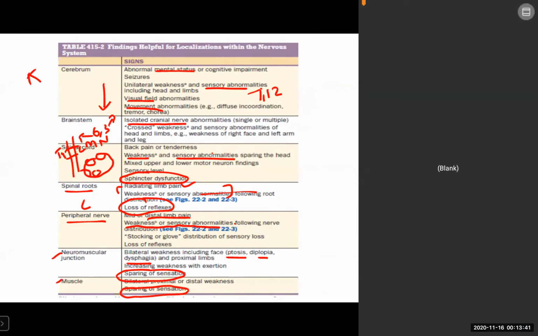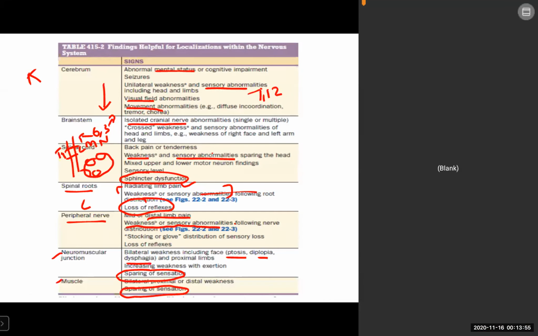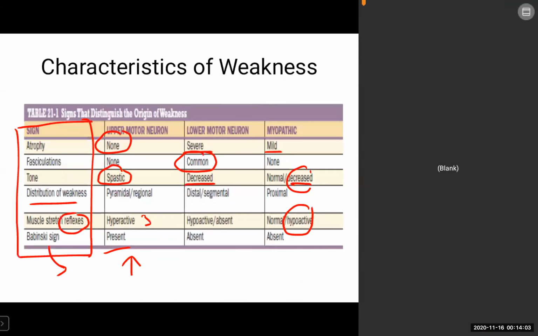And weakness with absent reflexes and an LMN type palsy with atrophy, fasciculations, and a reduced tone, along with sensory involvement, you would think of a spinal root or a peripheral nerve lesion. Whereas weakness of LMN features with atrophy and reduced tone, along with a normal sensation, you would think of a neuromuscular junction or a muscle involvement.